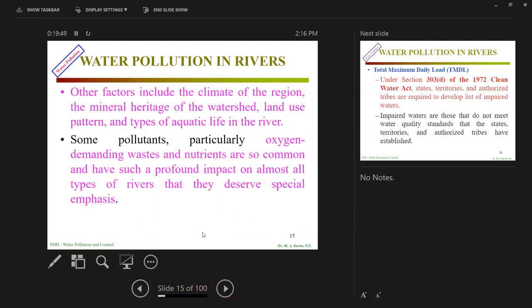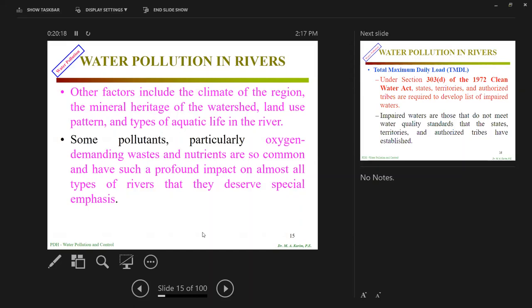Okay? So other factors include the climate of the region, the mineral heritage. That means mineral heritage could be some of the washout coming from the soil, the minerals of the watershed, land use, and different types of critical activity in the river. Some pollutants, particularly oxygen-demanding waste, such as organics and nutrients, are so common and have such a profound impact on almost all types of rivers that they deserve special emphasis.